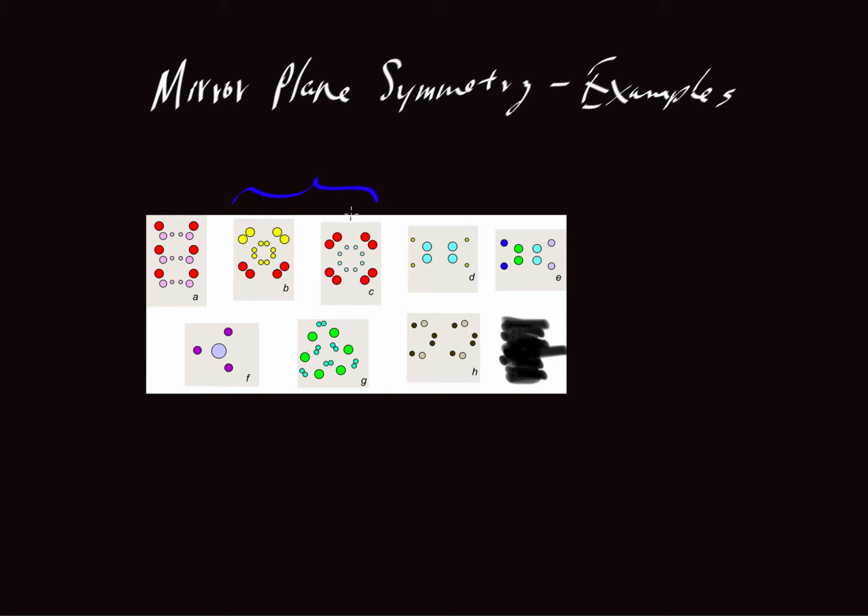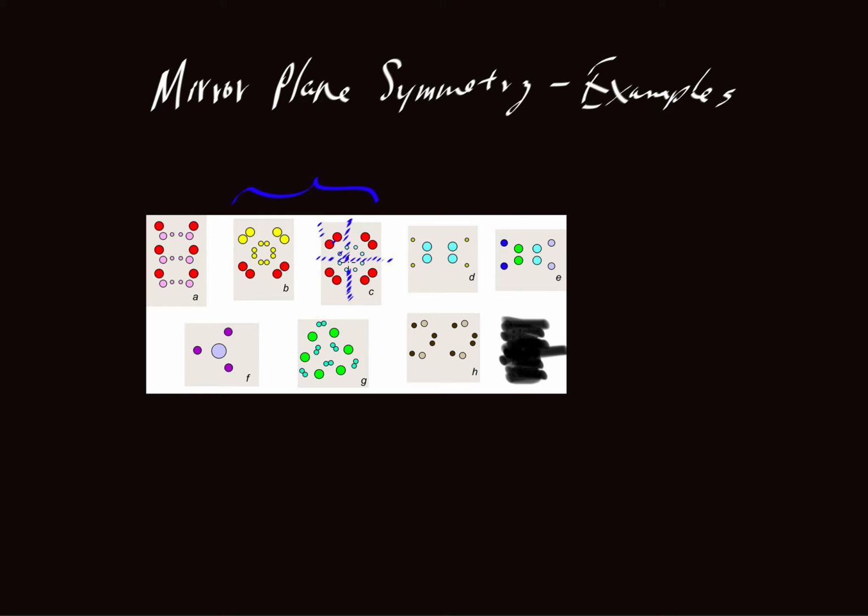Let's start with letter C. We can draw a vertical plane here and then a horizontal plane here. So with that vertical plane, these red and green dots are symmetrical about that plane. I haven't drawn it very straight. You could probably draw a little bit better than I can. And then with this horizontal line, I'm cutting in between these two blue atoms in the middle. And then again, the blue and the red are symmetrical on opposite sides.